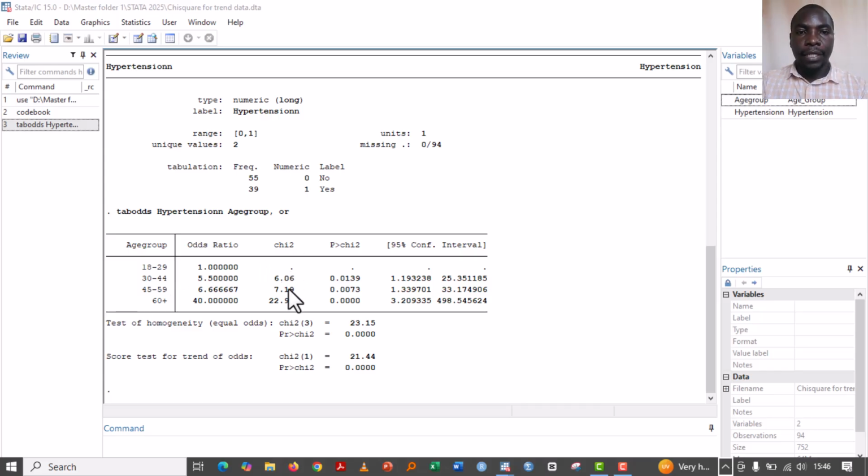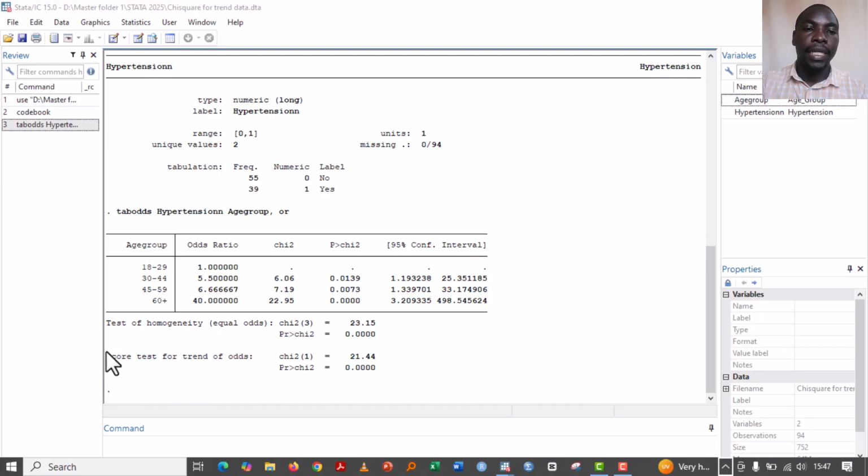Next, we have the chi-square values here and their p-values. We can say that the p-values are all statistically significant and they have 95% confidence intervals. Below this table, we have got two sets of tests. We have the test of homogeneity, equal odds. That's like the normal chi-square for independence. We have its chi-square value and the p-value, which is significant.